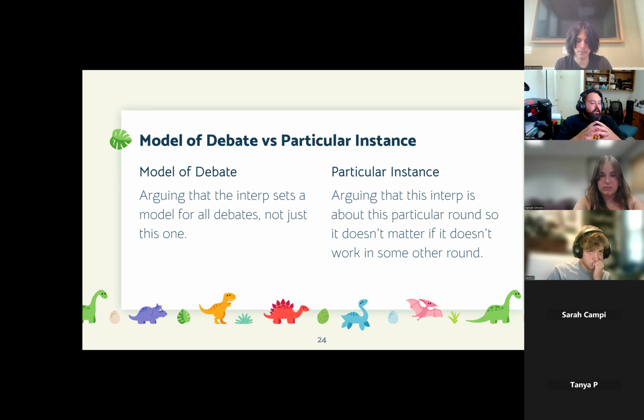I also want to make it clear that other than sort of like the predictable limit stuff and like writing better interps, most of this, if you're the negative, doesn't really need to happen till the block. Like you don't need to in your interpretation be like, and also we're defending this from the perspective of a model of debate. Similar to how you don't necessarily need to say evaluate the competing interpretations in the LOC.